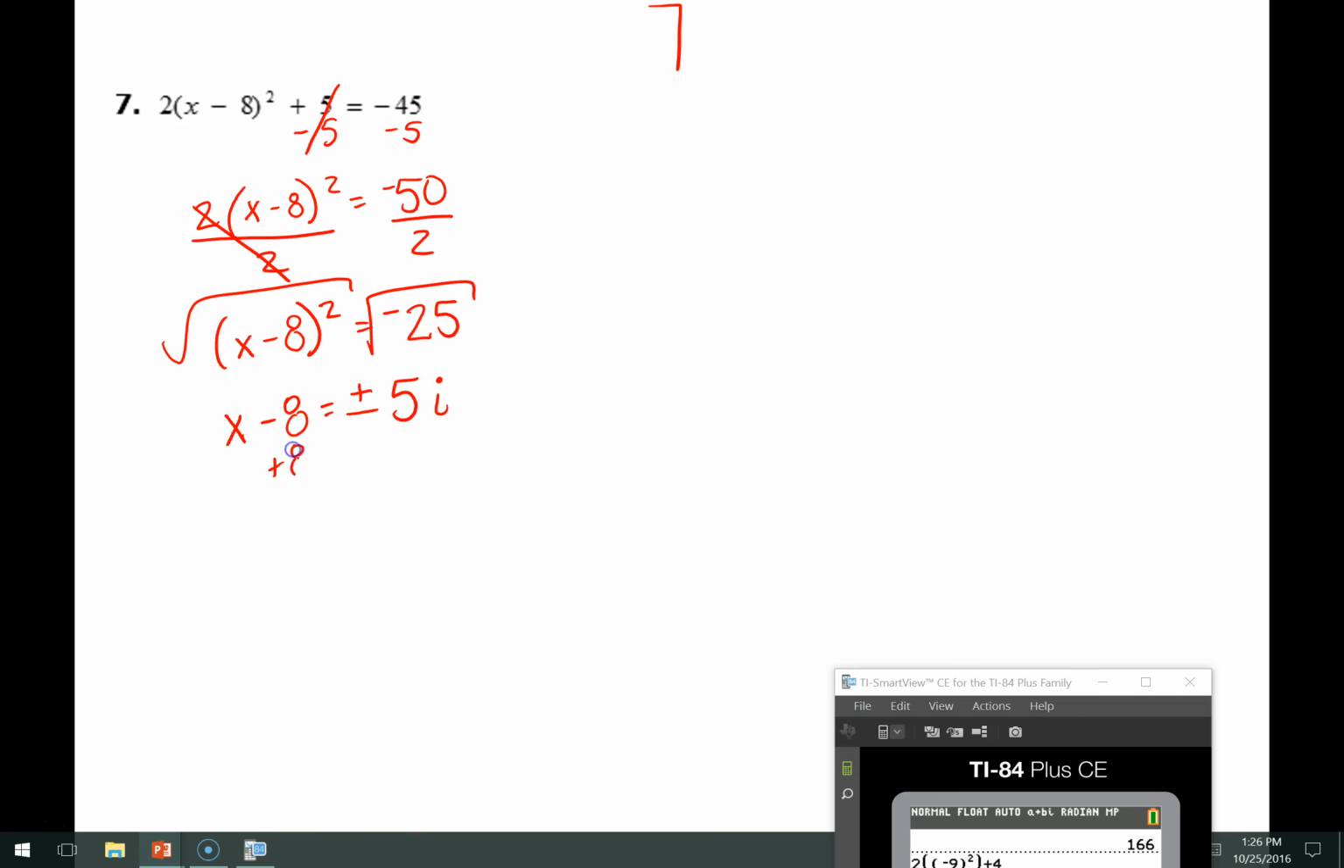So let's add 8 to both sides now. Notice here I've got 8 plus or minus 5i. I cannot add together or subtract this 8 and 5 because the 5 has this i with it. These are not like terms. Remember, the i acts like a variable when you are doing operations. So now let's check these two.